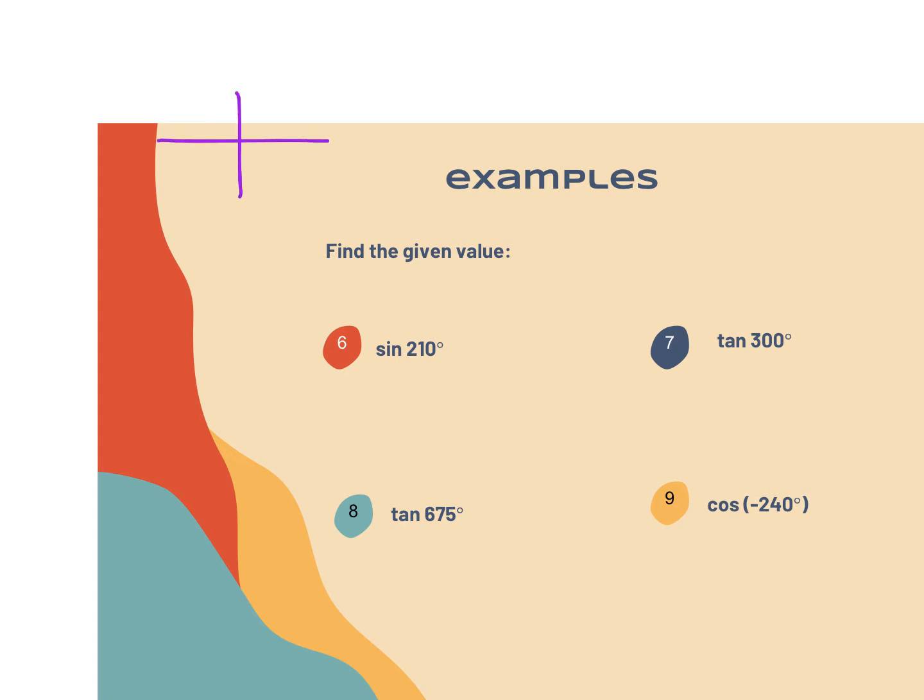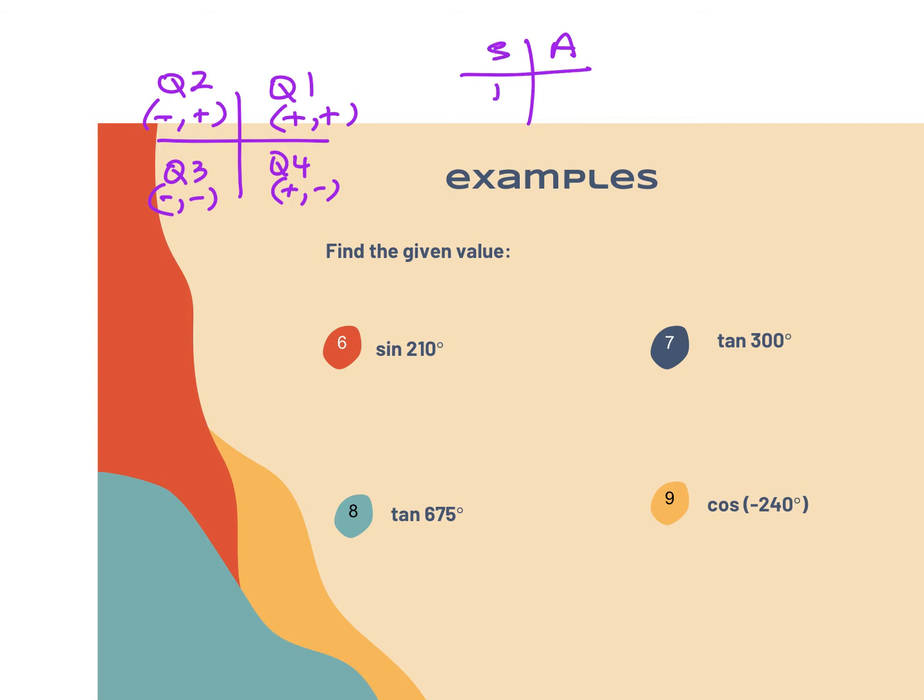In quadrant 1, remember the signs on your ordered pairs are positive, positive. Quadrant 2, negative, positive. Quadrant 3, negative, negative. Quadrant 4, positive, negative. And then also we'll be using our All Students Take Calculus acronym. So let's go ahead and draw the 210-degree angle.